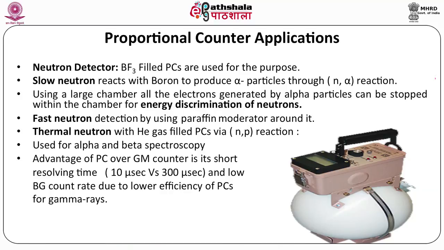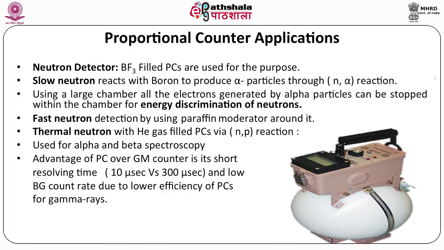So with boron they react, a nuclear reaction produces alpha particles. Those alpha particles produce further ionization in the BF3 filled proportional counters, and that current that is being produced is measured. Using a large chamber, for example, a huge spherical chamber filled with BF3, all the radiation generated through the n-alpha reaction of the neutron can be stopped within the chamber, and we can know the energy of the neutron source, because all of the emitted radiation which has produced ionization has been stopped within the detector. So this is because an n-alpha reaction happens with slow neutrons.